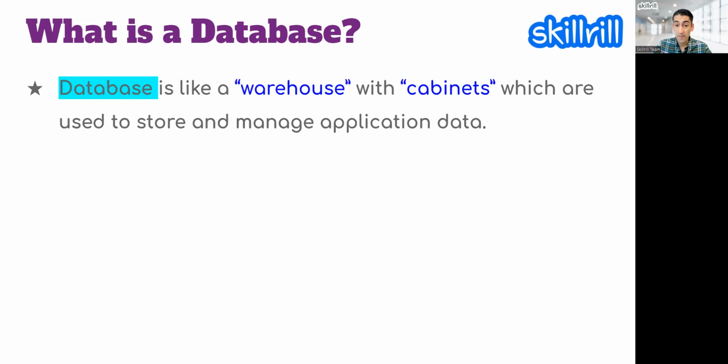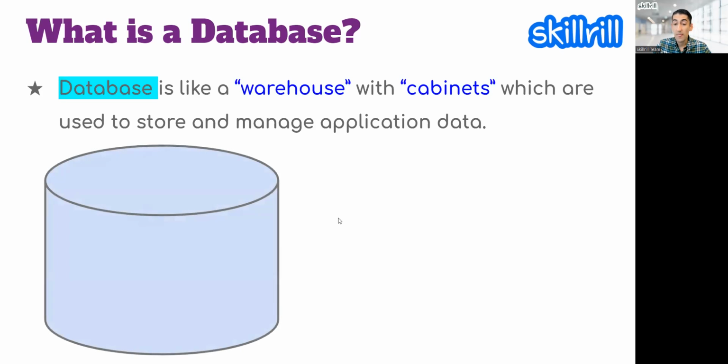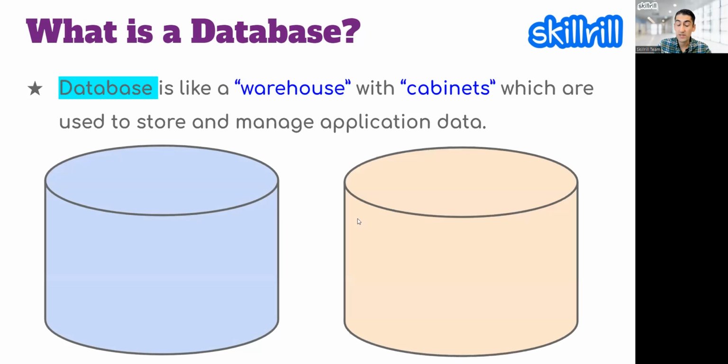The database, if we simplify it, it's like a warehouse. It's like a storage with cabinets, right? With little cabinets. That's how we organize our information. So a database is like a warehouse with cabinets, which is used to store and manage application data. This symbol, this shape, is usually used to refer to the databases.